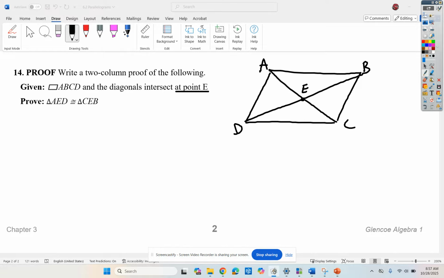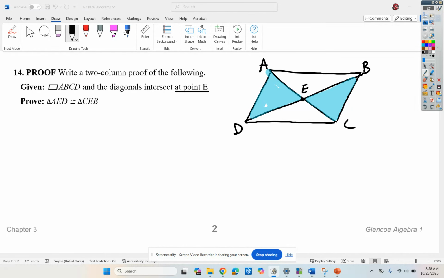First thing to do is take a look at this. What am I asked to prove? Maybe don't highlight it on your picture, but I will, so you can see what we're looking at. So we have AED, and we're just trying to prove that this triangle is congruent to the one across from it.